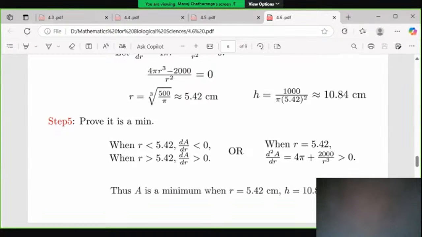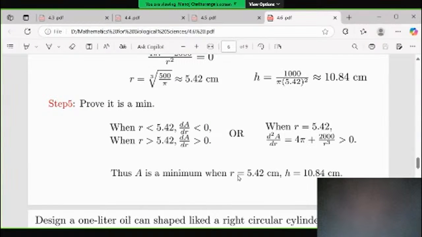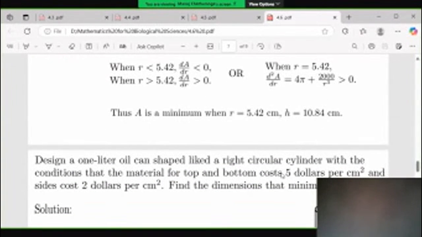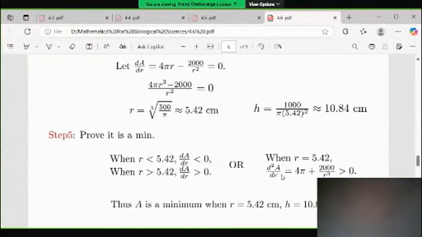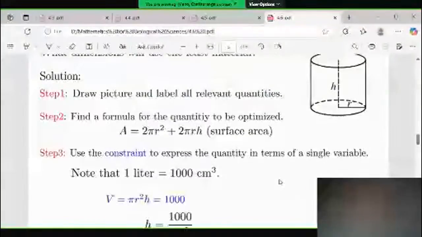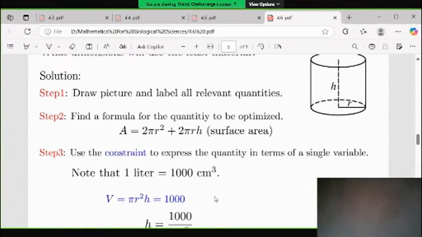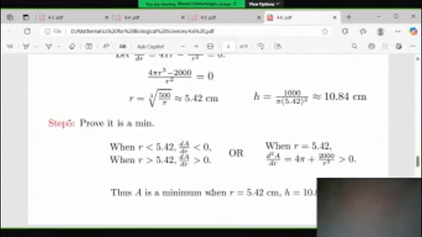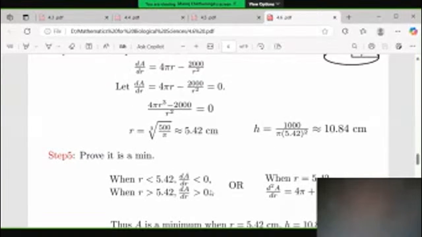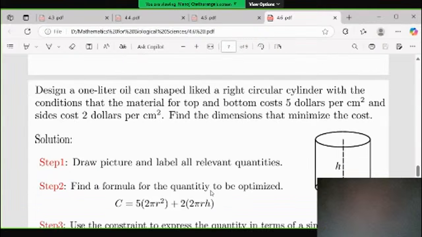So you should construct this oil can with this radius and this height. And when you do so, its area will be minimum and the volume will be 1 liter. Volume will be a single liter. So that is another optimization problem. So here is a variant of the same problem.